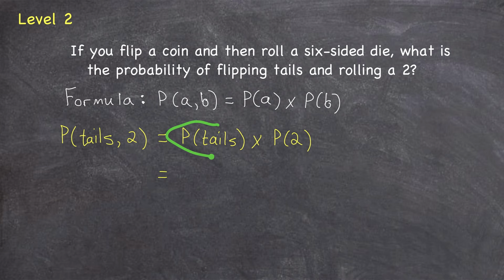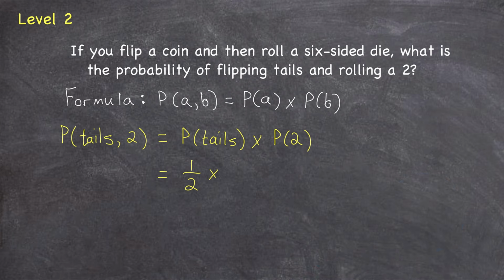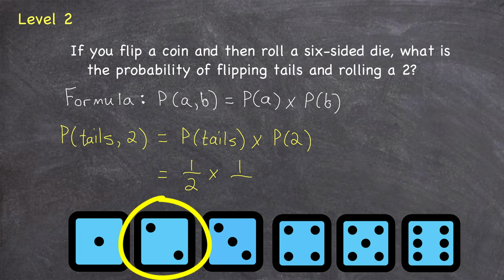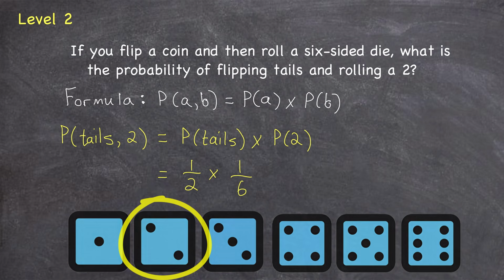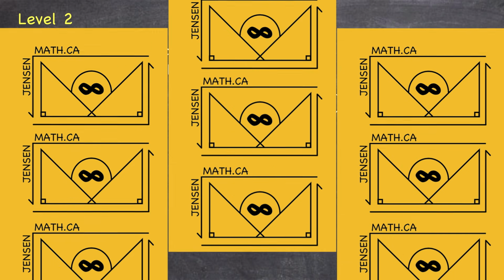So the probability of flipping tails, well, one of the 2 sides of a coin is tails, so that probability is 1 out of 2. And that gets multiplied by the probability of rolling a 2. Well, one of the 6 sides of a standard die is a 2, so that probability is 1 over 6. And when we multiply those probabilities together, we get 1 out of 12.